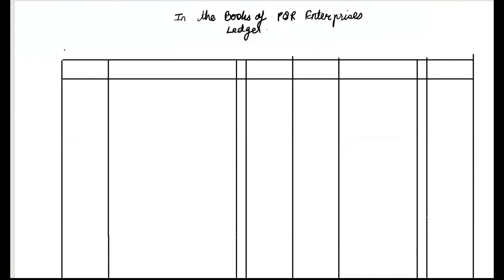And what is the format of the ledger? Ledger has two sides, debit and credit. If you remember, first part will be date, particulars. Then this will be the journal folio, that is the page number of the journal from where this entry will be done. Then amount in rupees. Then again the same part, date, particulars, journal folio, and amount. And amount again in rupees.